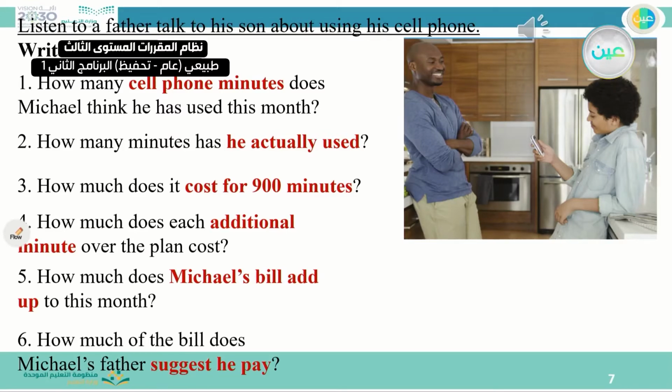Michael, I want to talk with you. About what, Dad? How many minutes do you think you've used on your cell phone so far this month? I don't know. Maybe 300? Try 950. I checked our account. We pay $79 for 900 minutes. You've used up the whole family's minutes, and we're only halfway through the month.